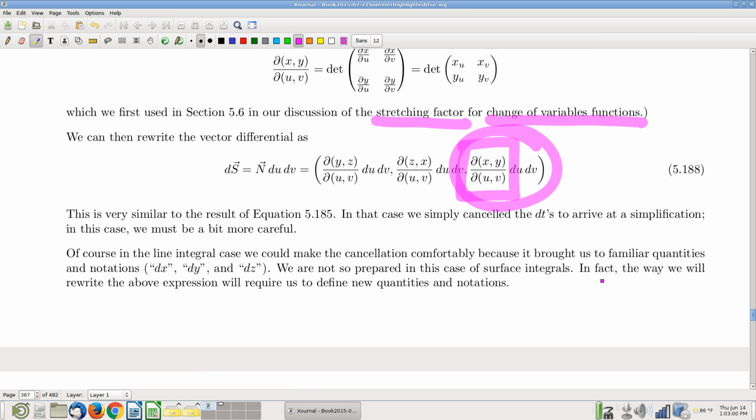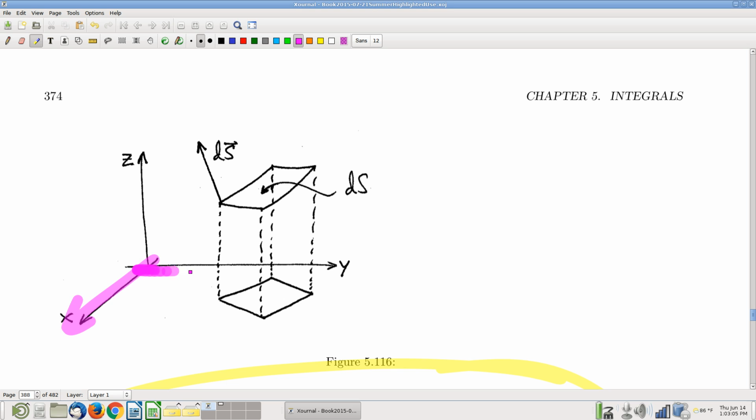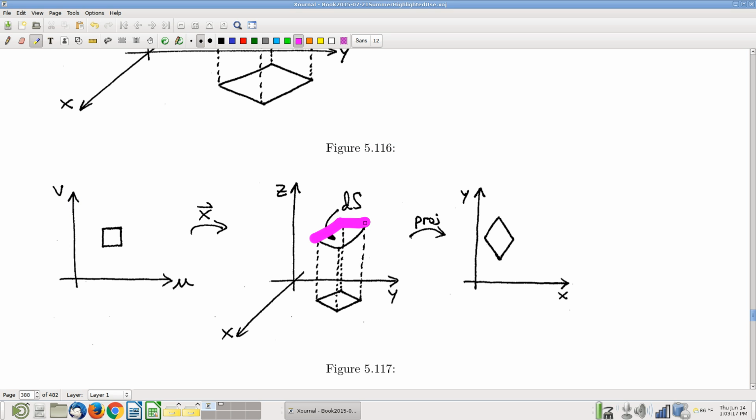And here's how. Here's my little piece of surface in the x, y, z space. A little piece of surface there. But keep in mind, that's not just a piece of surface. That piece of surface here, I've parametrized. So that's the image of a little rectangle over here, and I parameterize my surfaces in terms of u and v.